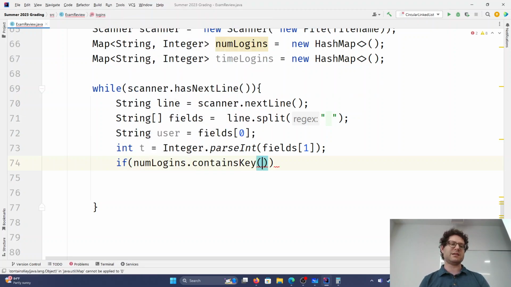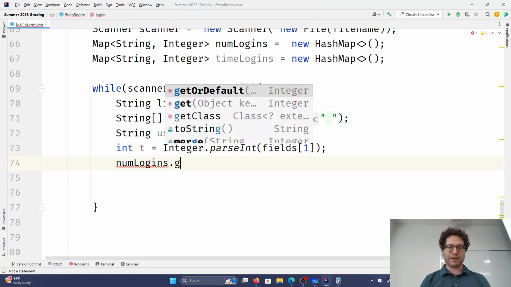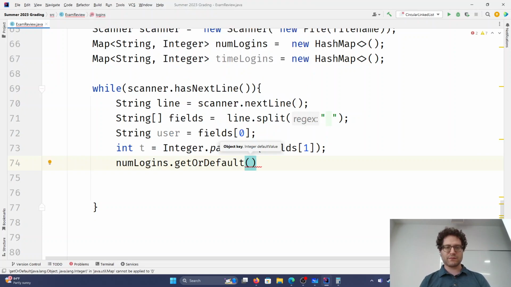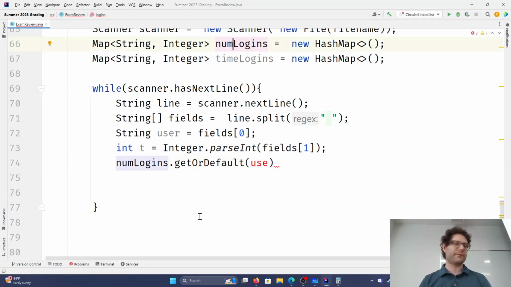numLogins.containsKey, right? I'm going to be fancy though, and I'm going to say, let's see if I can use this appropriately. numLogins.getOrDefault, key, or Integer, so the user. So this is the number of times they've logged in. We're going to get the number of times that user has logged in, and getOrDefault says if they haven't logged in yet, then I want a default value, which is going to be 0. So this gets me that number.